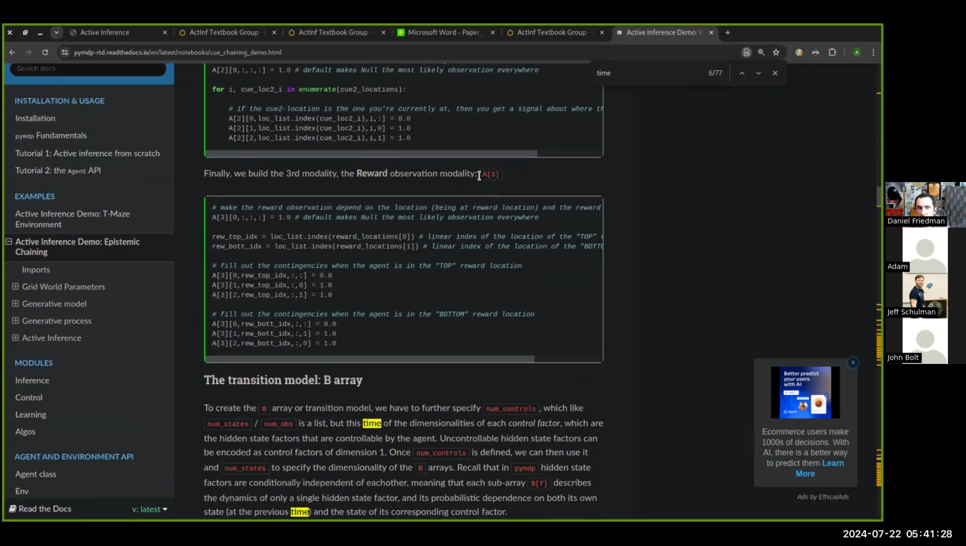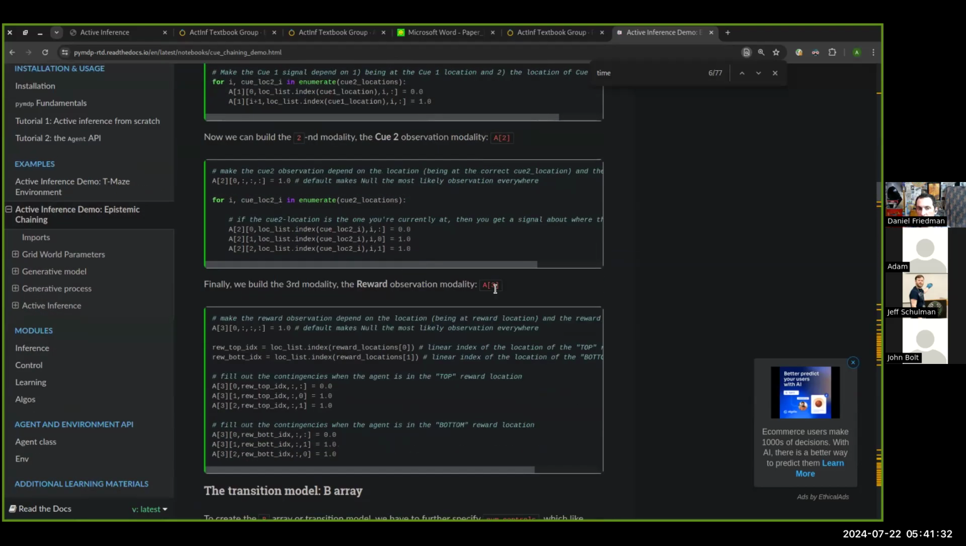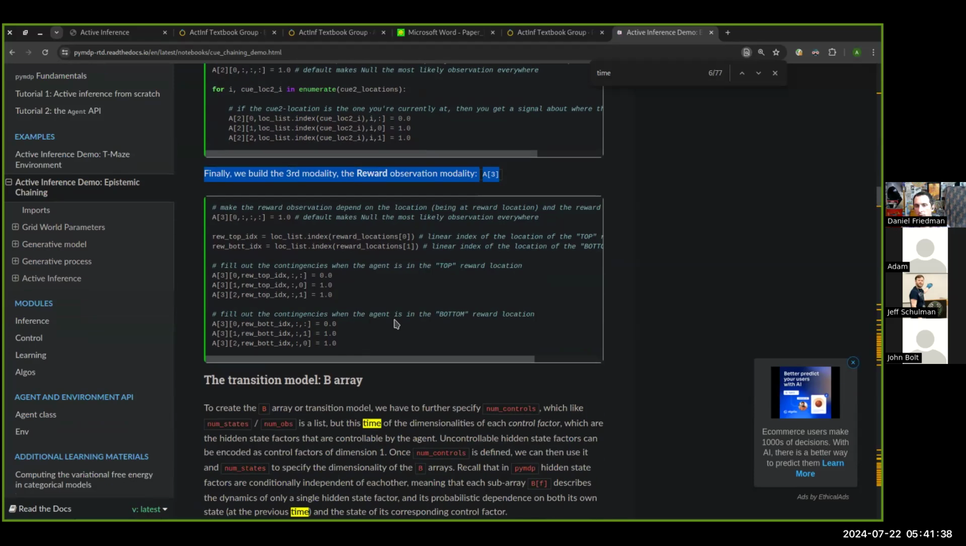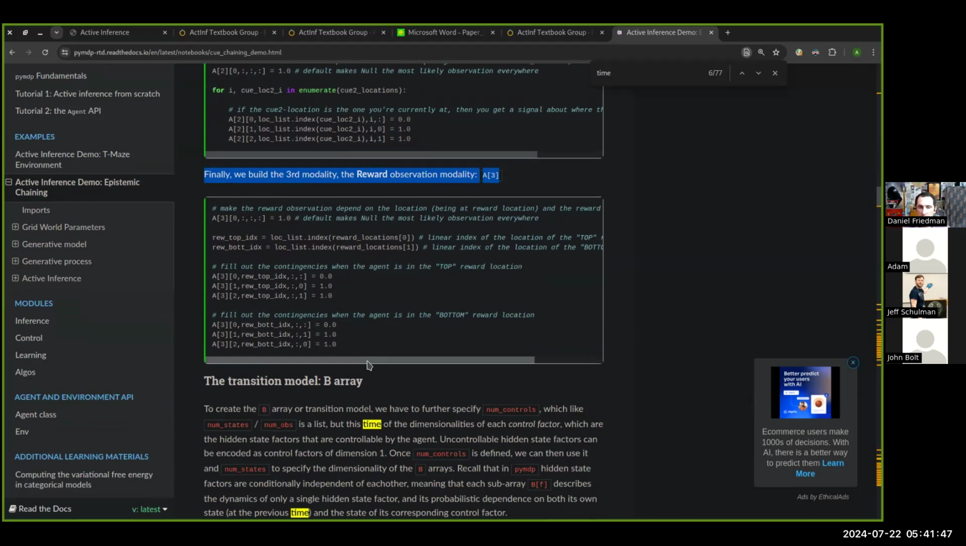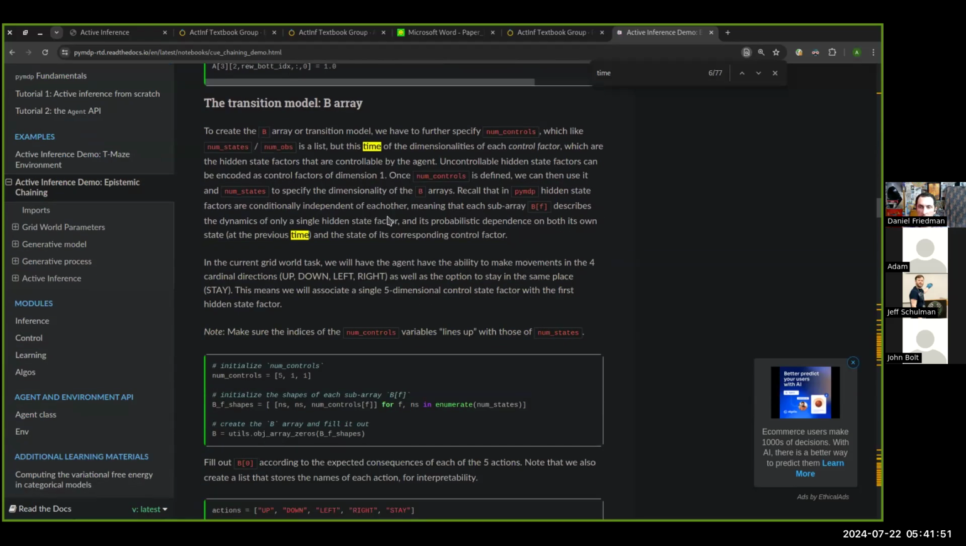And then there's this third modality, A3, which is the observation of reward or not. So how these matrices are built is where a lot of the nitty-gritty happens in A. Okay, now they move to specifying B.